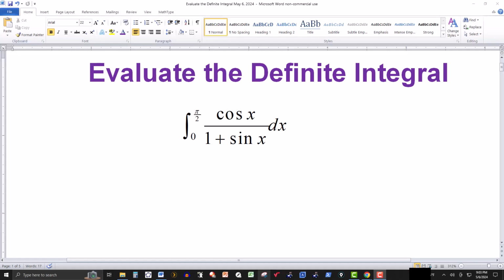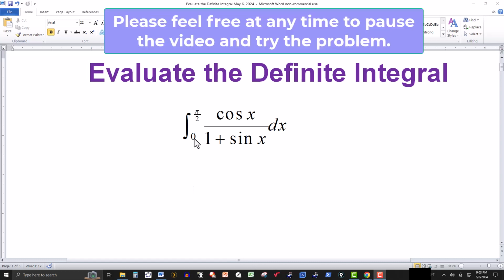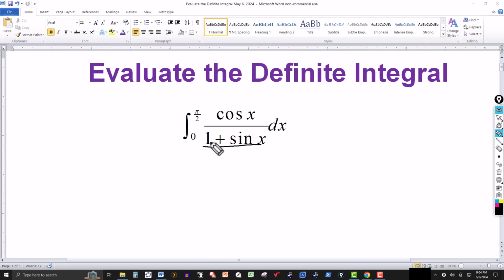In this video, we want to evaluate the definite integral from 0 to pi over 2 of cosine of x over 1 plus sine of x. So notice that if I take the derivative of the denominator, 1 plus sine of x, I get cosine of x. So that tells us we can use a U-substitution here. We can use a U-substitution, evaluate the integral, and then apply the limits from 0 to pi over 2 to get the answer. Or we can transform it into an integral involving u, change the limits of integration in terms of u, and that will also work out.